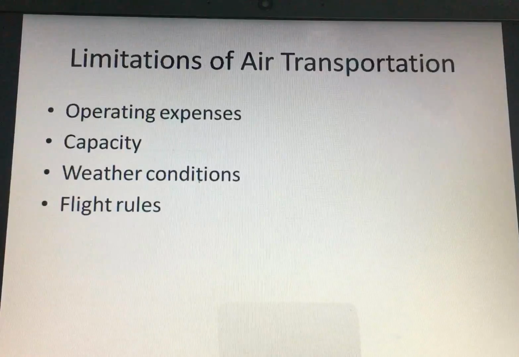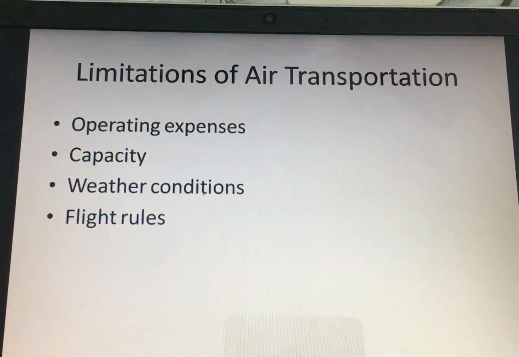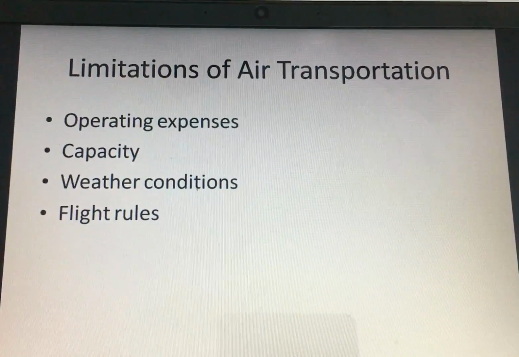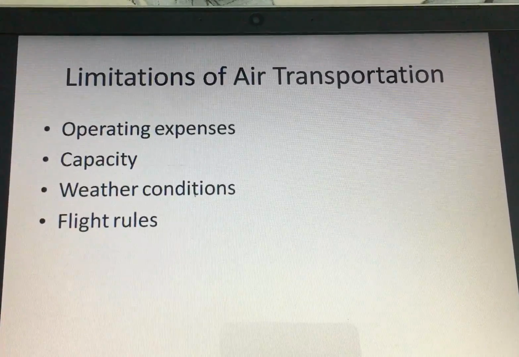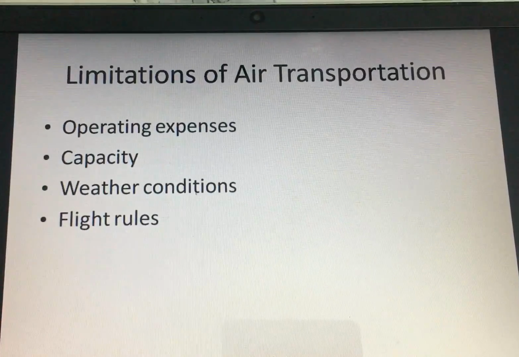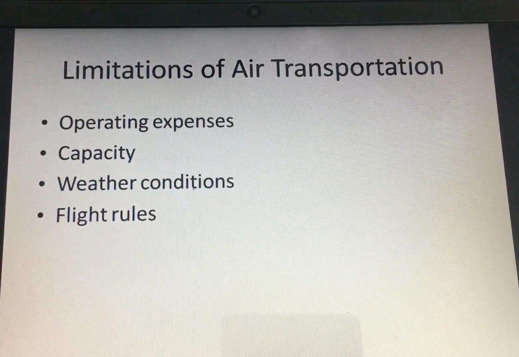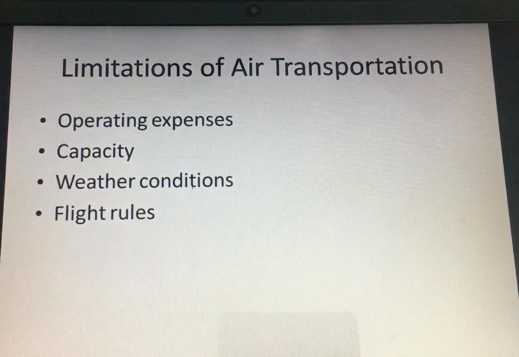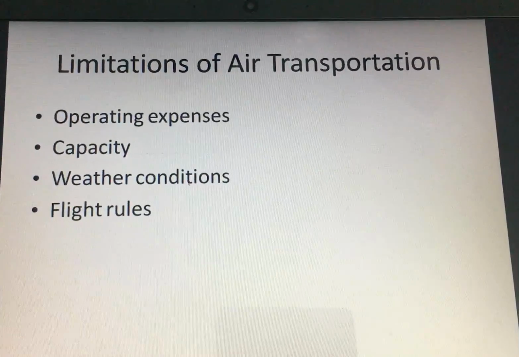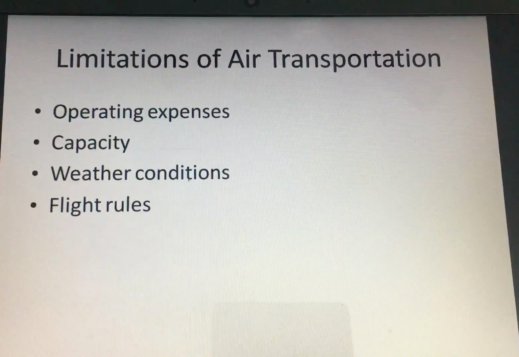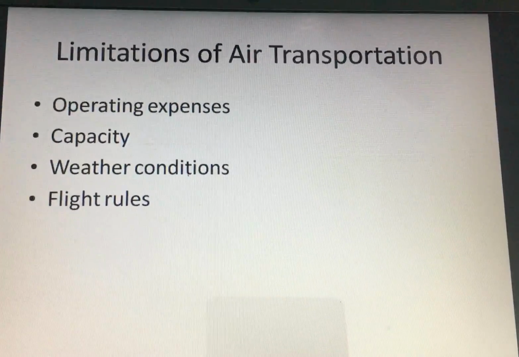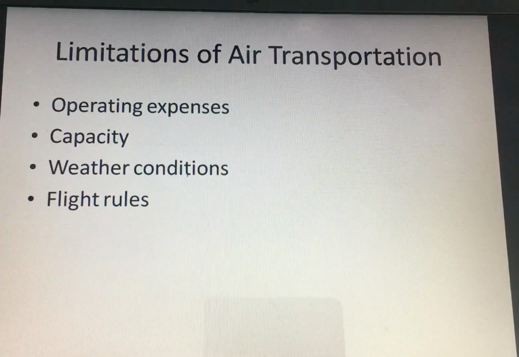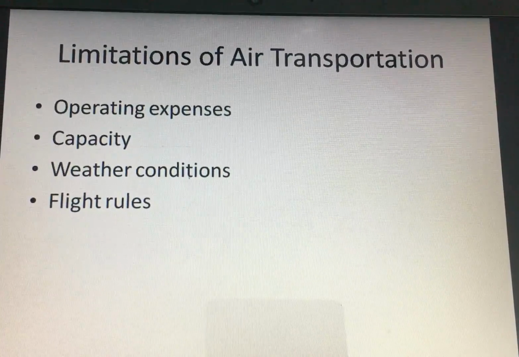Next is the limitations of air transportation. Air transportation has a few limitations as indicated below. First one is operating expenses, then capacity, weather conditions, and flight rules. First, operating expenses. Operating expenses are generally very high, including the cost of air vehicles, traffic control systems, etc. Thus, the flight charges are comparatively high.